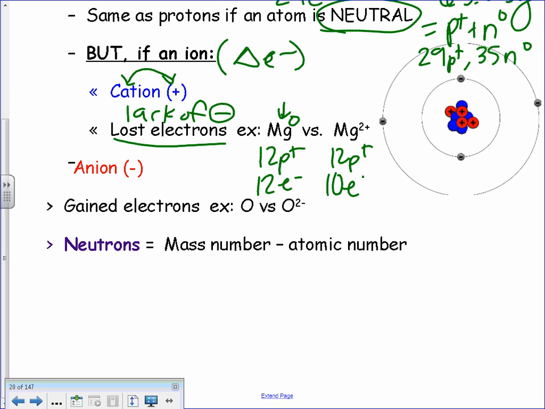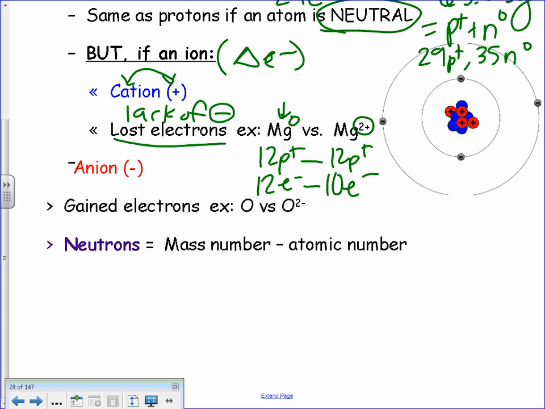If I lost 2 electrons, do you see overall, I have 12 pluses and I have 10 electrons, or 10 negatives. 12 pluses, 10 negatives. What's the overall net charge? The protons win by 2. So that's why it leaves an overall 2+ charge. So remember, never change the protons. They're constant. It's only the electrons that are going to be changing here.